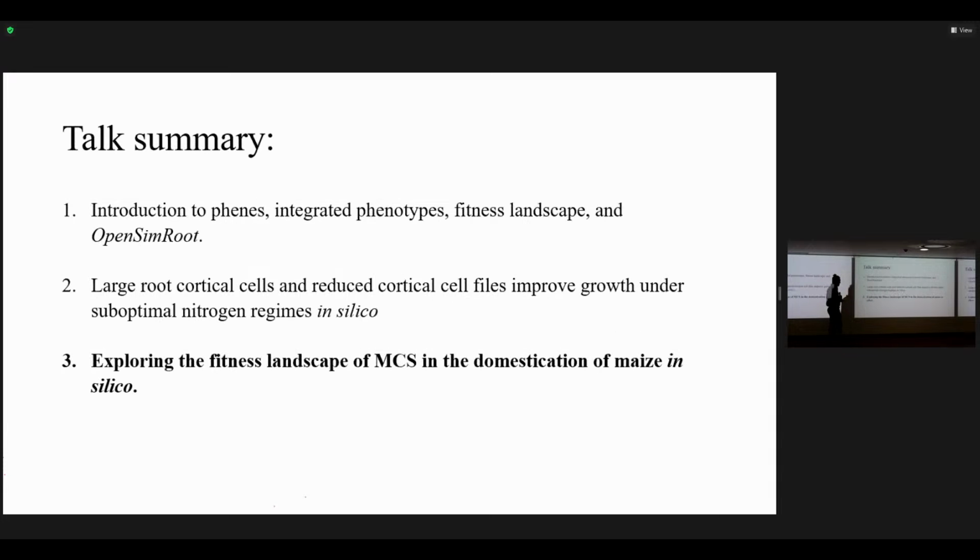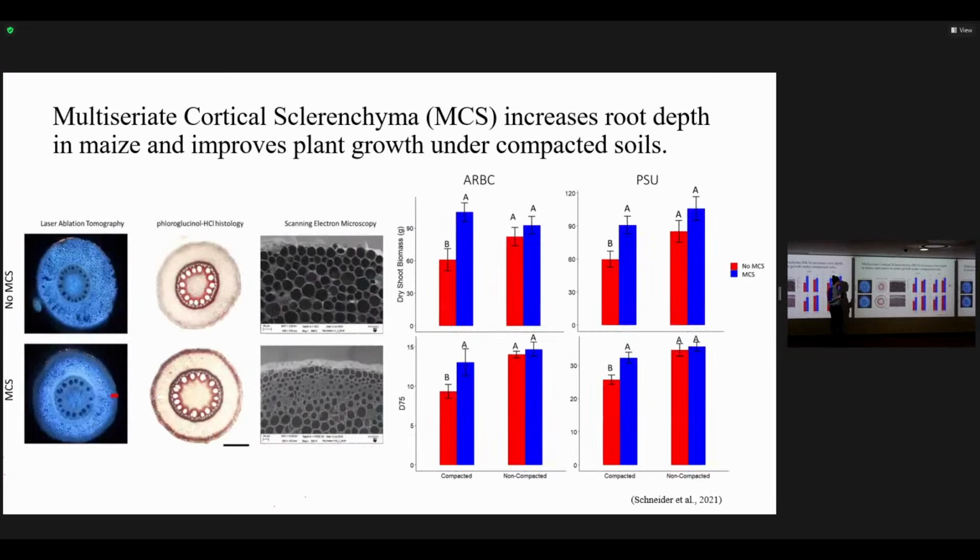So now we can jump into the third part of the talk, which is exploring the fitness landscape of MCS in the domestication of maize in silico. So first of all, what is MCS? MCS is a phenotype that was discovered in 2021 by Hannah Schneider.